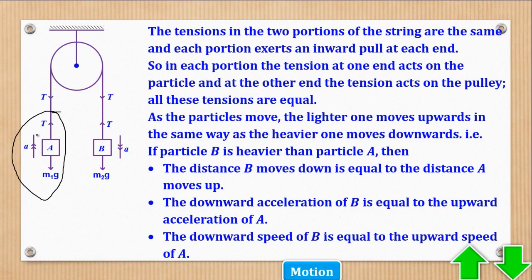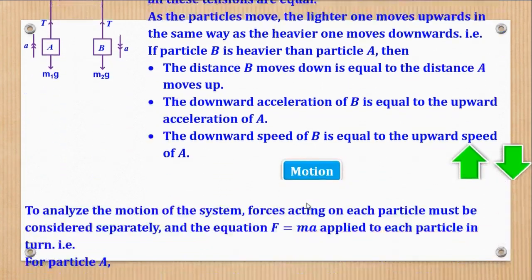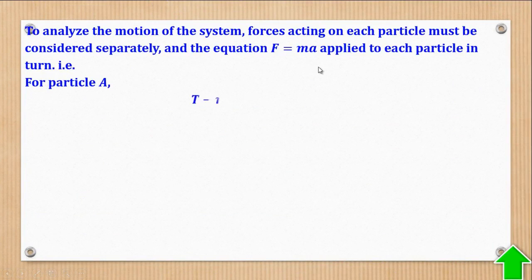So it will be upward, meaning it will be T, resultant force will be T minus M1G equal to M1A. Therefore, we shall come here and write that using F equal to MA, resultant force is T minus M1G and mass is M1. So that gives you that equation.